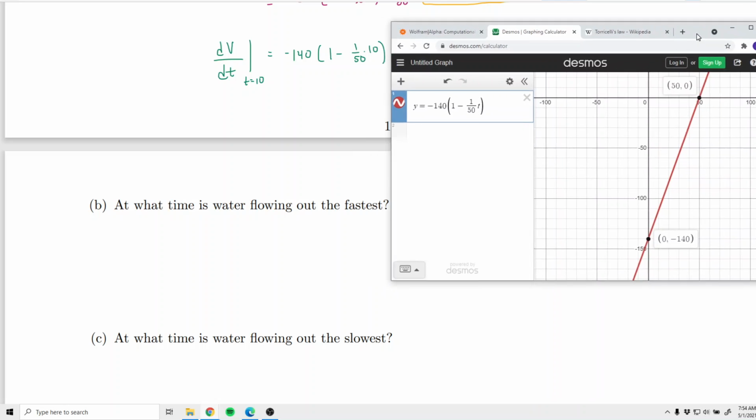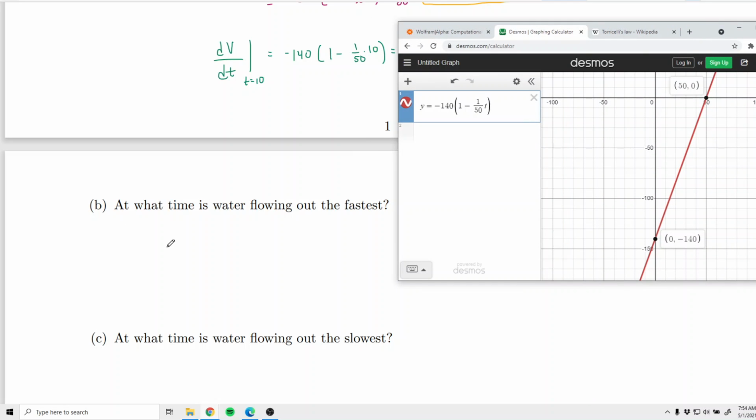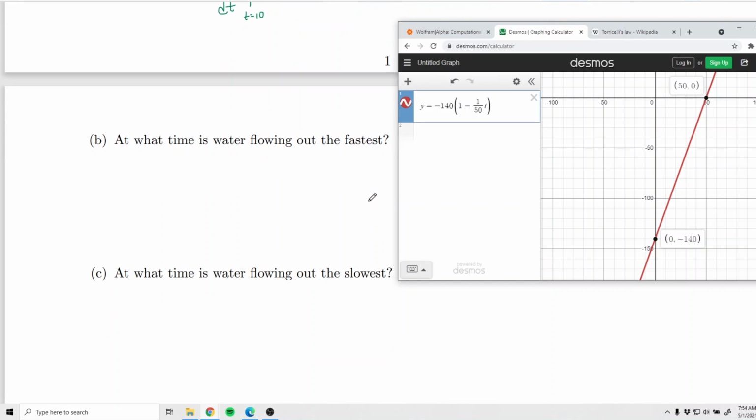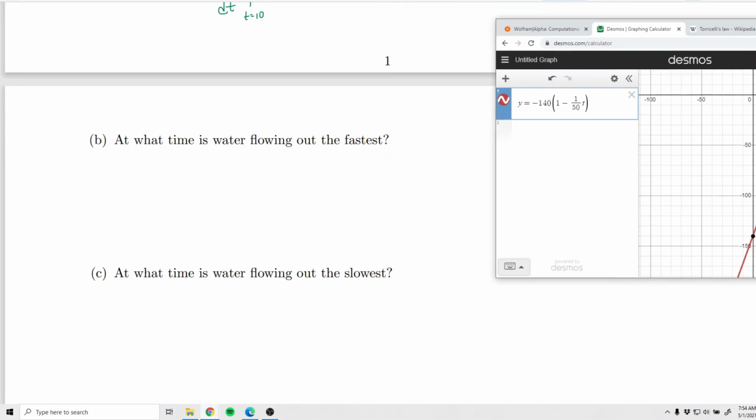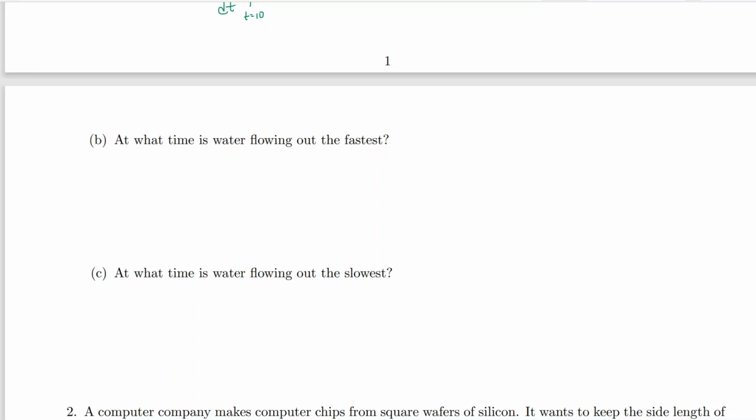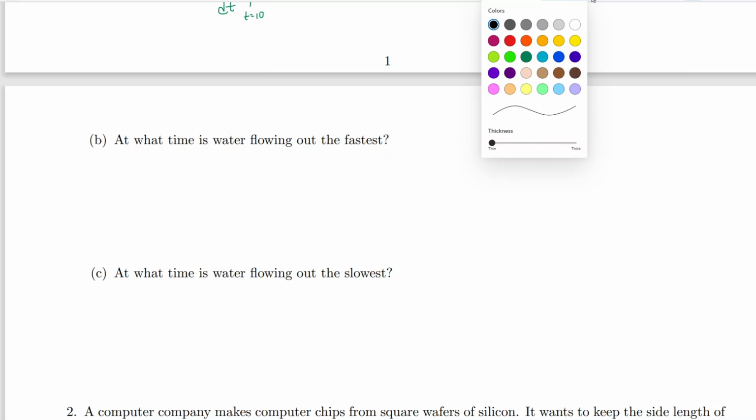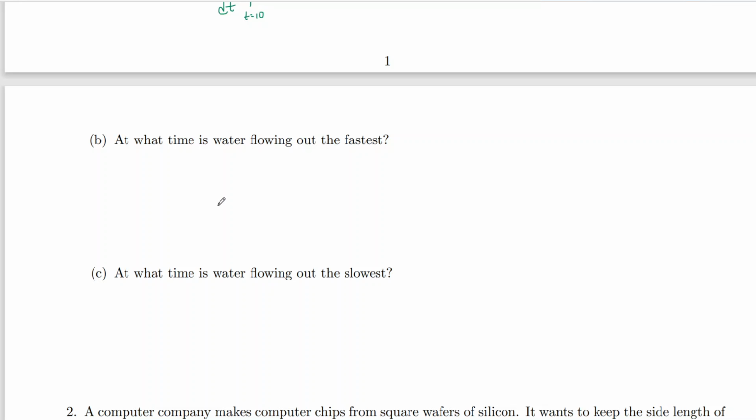It says for parts B and C, at what time is the water flowing out the fastest? And what time is the water flowing out the slowest? Well, if we think about interpreting this in words, this is where it would really help. I'll bring the graph back in a second. But where it's coming out the fastest is when the derivative is largest. And by the derivative being largest, I mean largest negative, because it's coming out. So it's automatically negative.